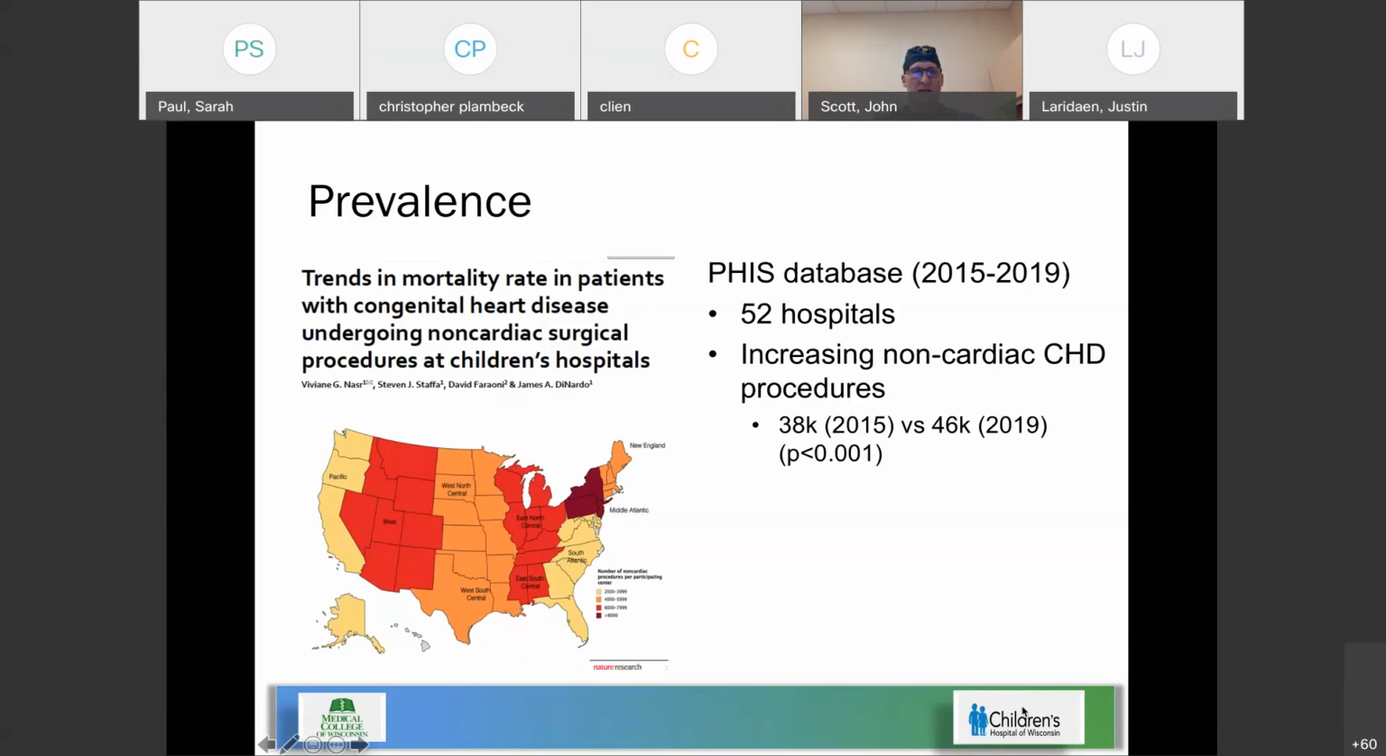What this study demonstrated was a trend of increasing non-cardiac procedures in patients with congenital heart disease, from approximately 38,000 in 2015 to over 46,000 in 2019, and that was highly statistically significant. Interestingly, they showed a trend of decreasing mortality over the same time period, but this was merely to show the prevalence of these procedures is increasing.